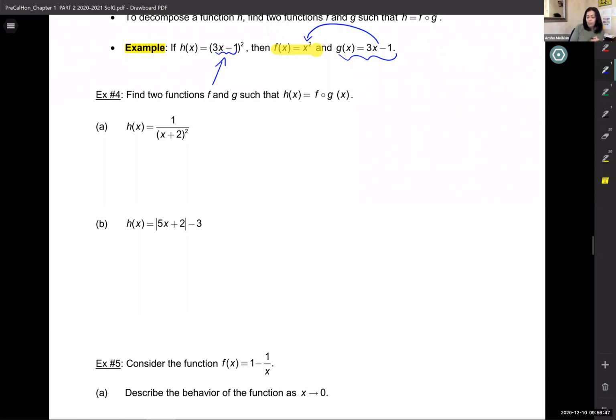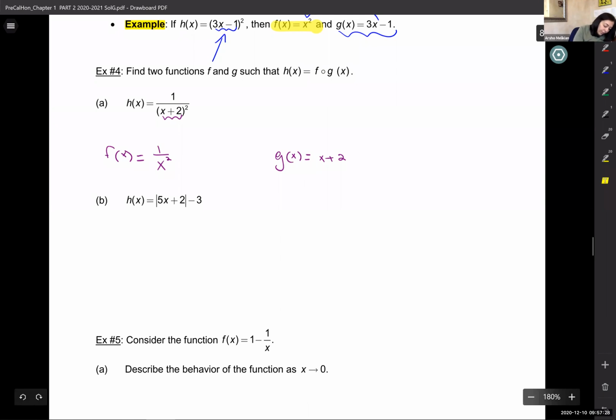We have to decompose. So any ideas for what the outer function f of x can be and what the inner function g of x can be? You can be wrong, but yell something out for the outer function. 1 over x squared. 1 over x squared works for me, right? That's like the skeleton. And then when I zoom in on the inside, I have x plus 2. Okay, how does that sound? Good.